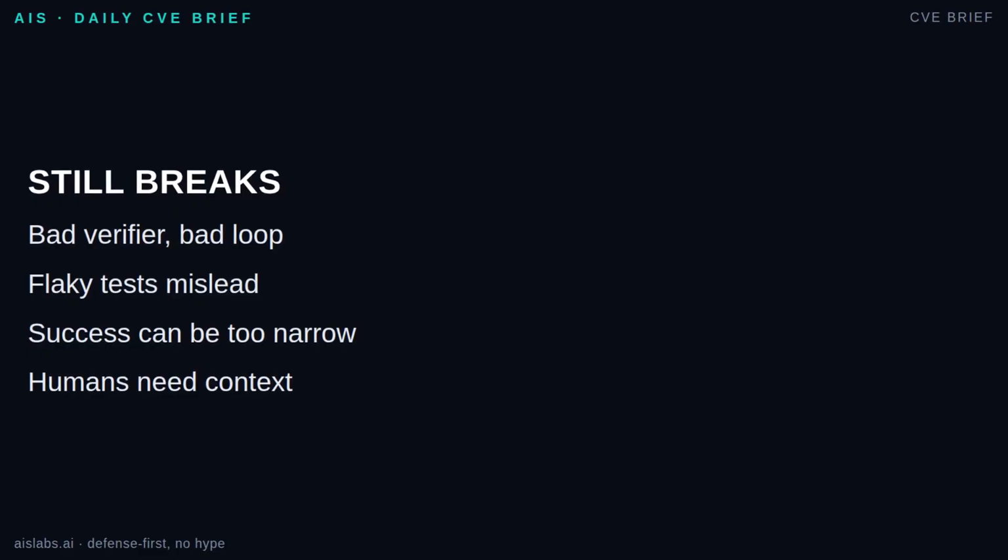If your verifier is wrong, the loop will confidently stop at the wrong place. If your tests are flaky, the retry logic may chase ghosts. If success is too narrow, the agent may pass checks while missing user intent. If success is too broad, the loop may never finish. Escalation can also fail if the human receives only a dump of logs.